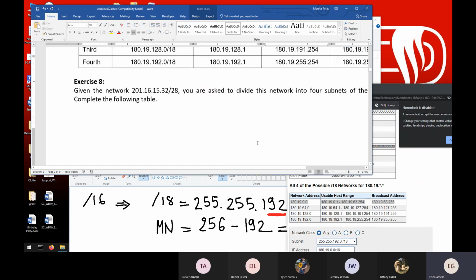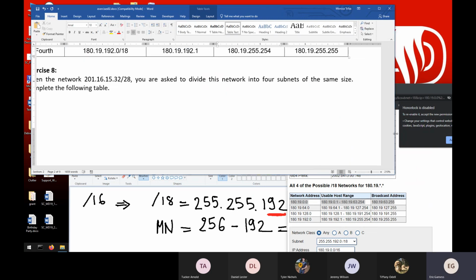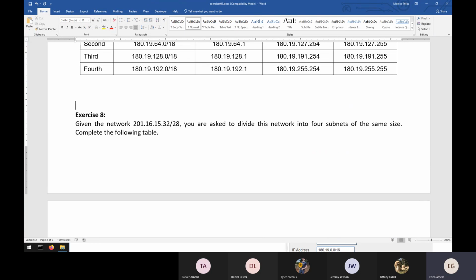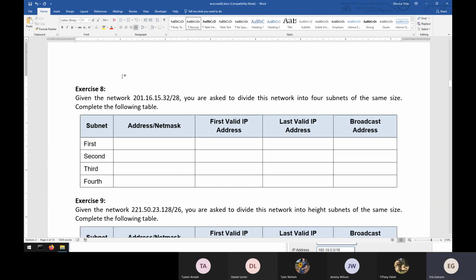Let's do another exercise. So in this exercise, which is exercise 8, let me put it in the same page. Given the network, so the initial network is 201.16.15.32/28. You are asked to divide it in 4 subnets of the same size. So, how many IP addresses do we have there in the original network?